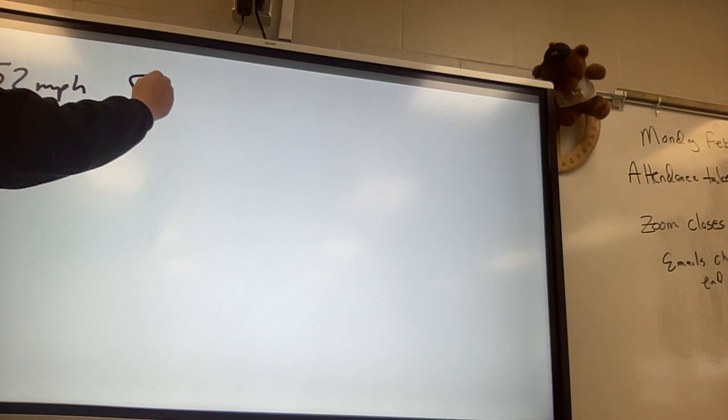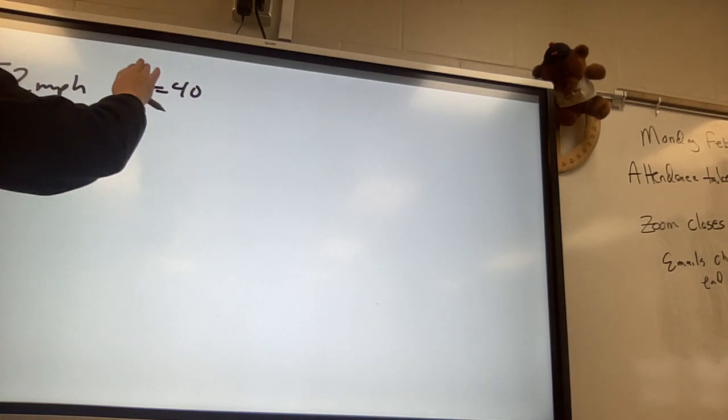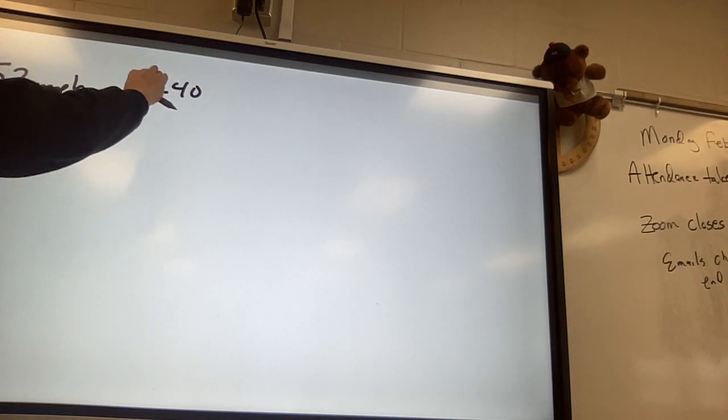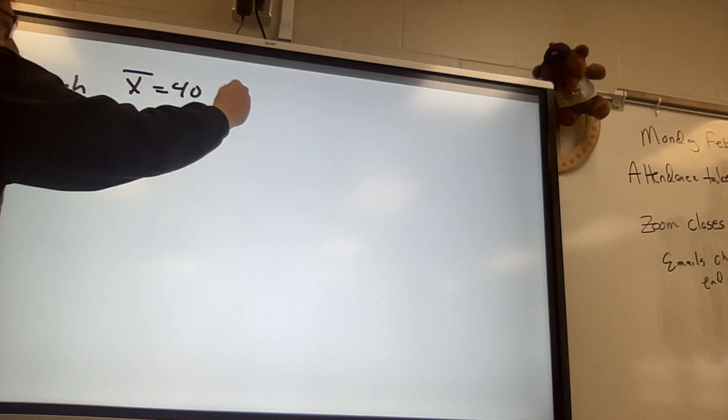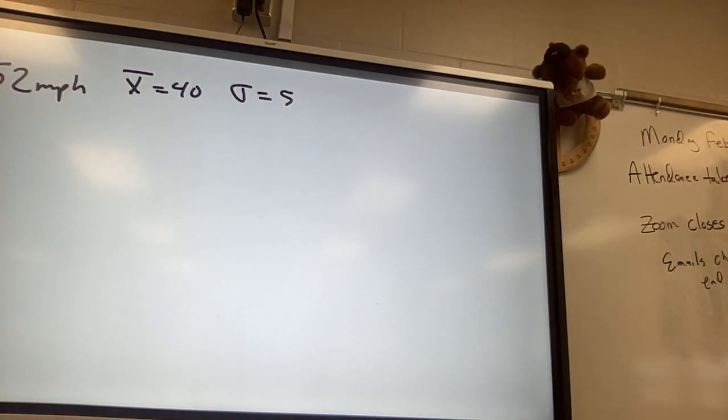that I saw somebody driving 52 miles per hour on Lake Road, right out there. The mean speed was 40, I'm sorry, that should be mean, X bar, and the standard deviation was 5. Now let me really try to teach and have you understand what this means.